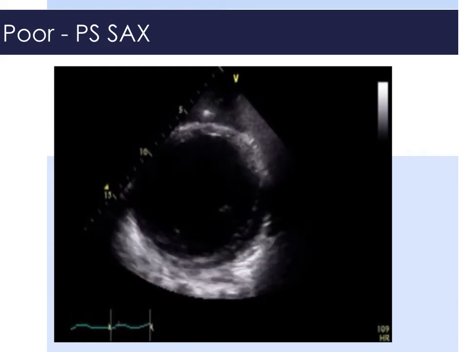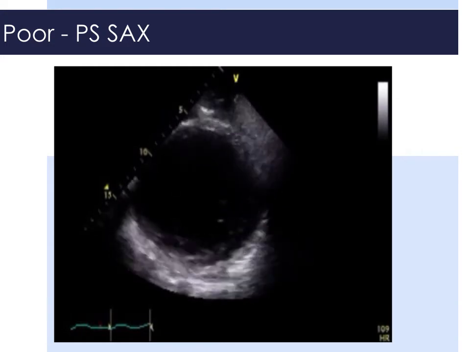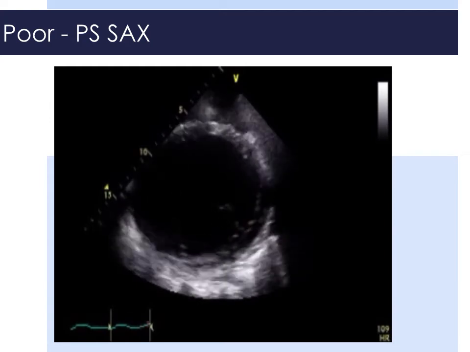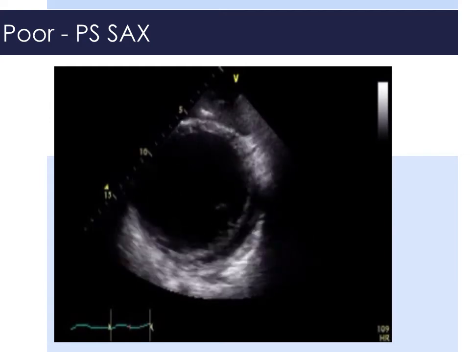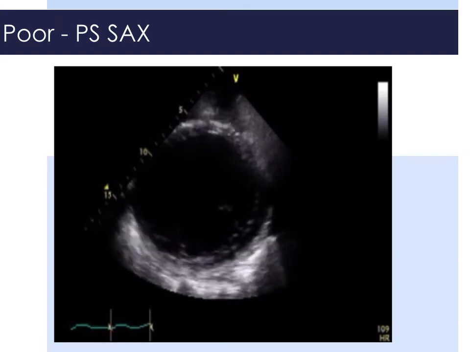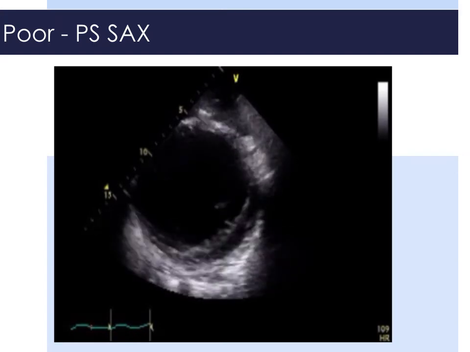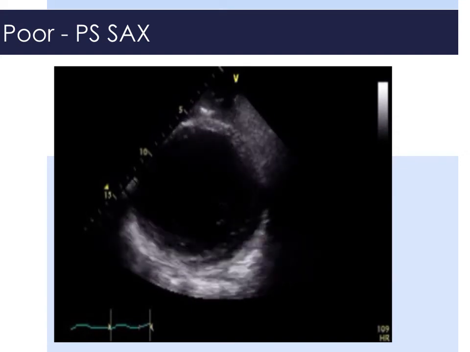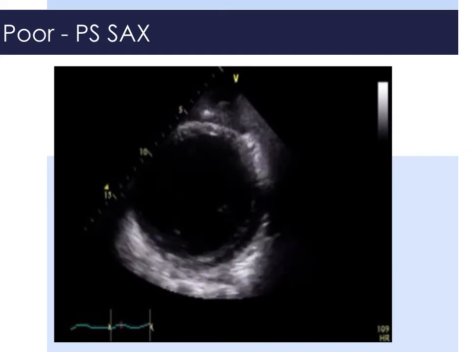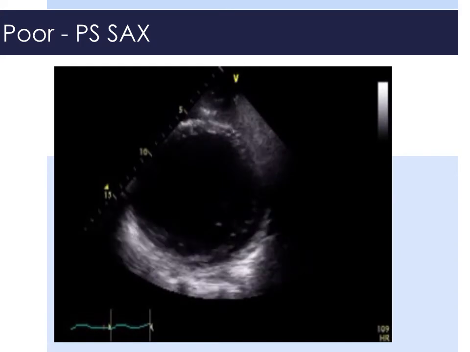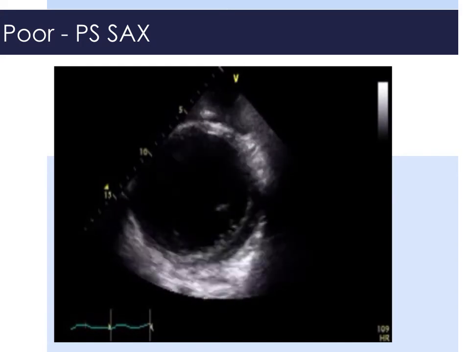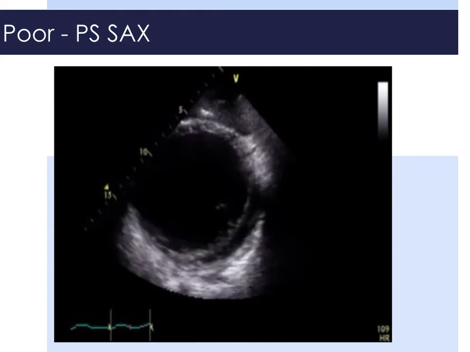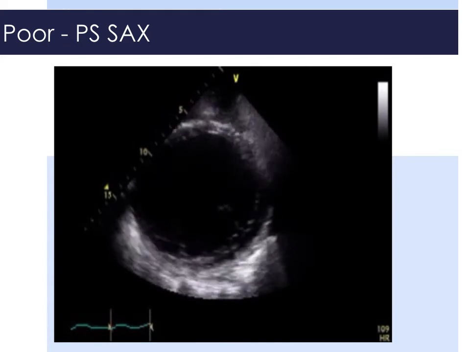Although it's probably difficult to gather the specific regional wall motion abnormalities, we can appreciate that the inferior portion of the left ventricle is moving slightly better than the anterior portion. So we could recognize that there are regional wall motion abnormalities, although we are not required to score each single segment of the left ventricle.